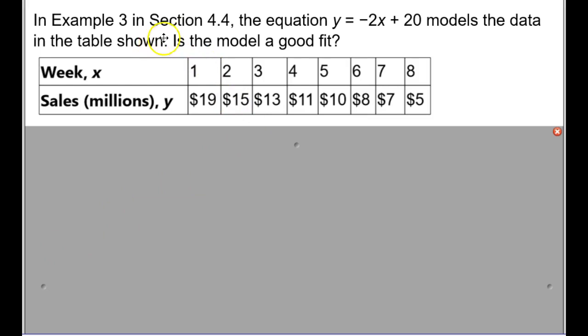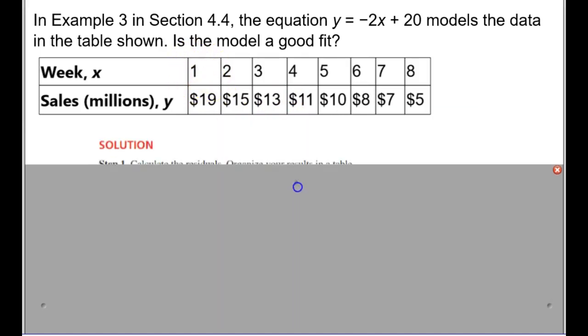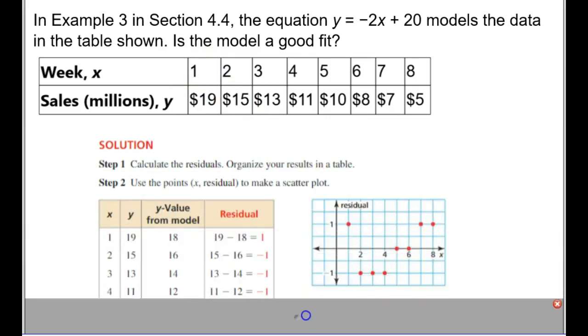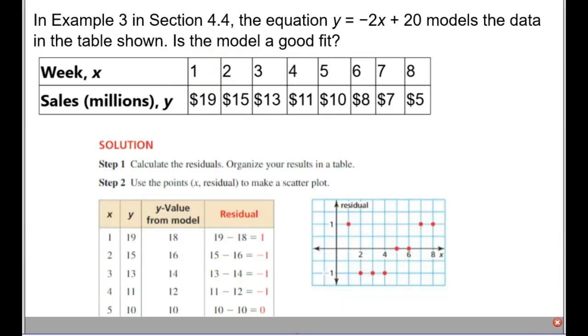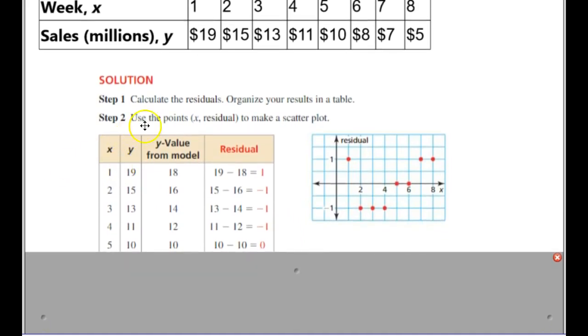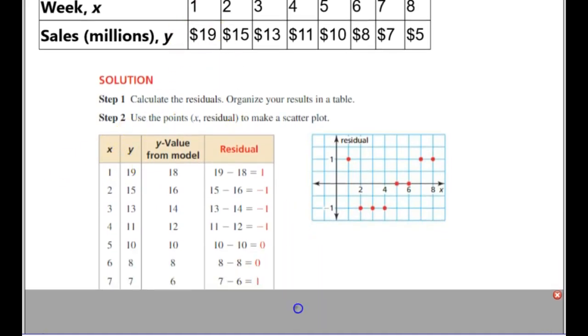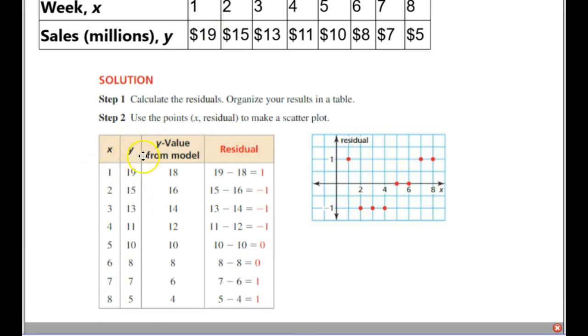In example 3 in section 4.4, we're given this equation, y equals negative 2x plus 20, to model the data in this table. Then we're asked, is the model a good fit? What we can do is take each of our x values and plug it into the equation and come up with a y value. And that's really what we're doing, calculating those residuals. I take my x value of 1, I plug it into my equation, and I end up with a y value of 19 from here. And if I plug it into my equation, I end up with 18. So that difference would be 1.